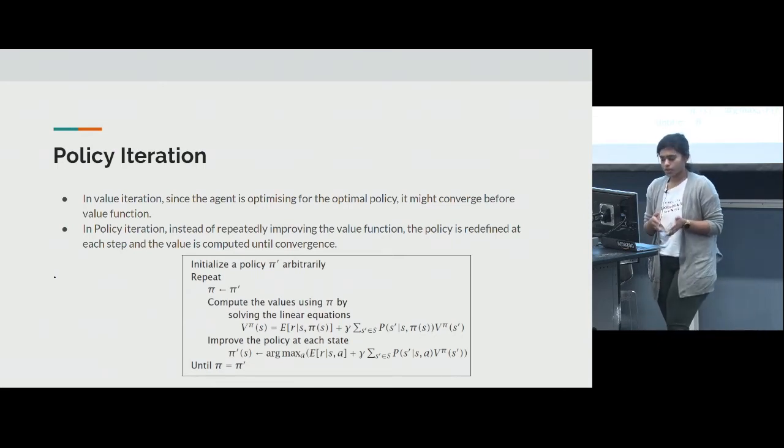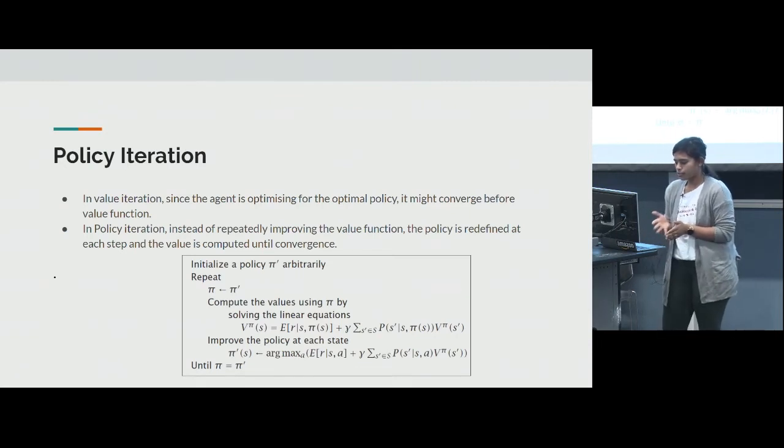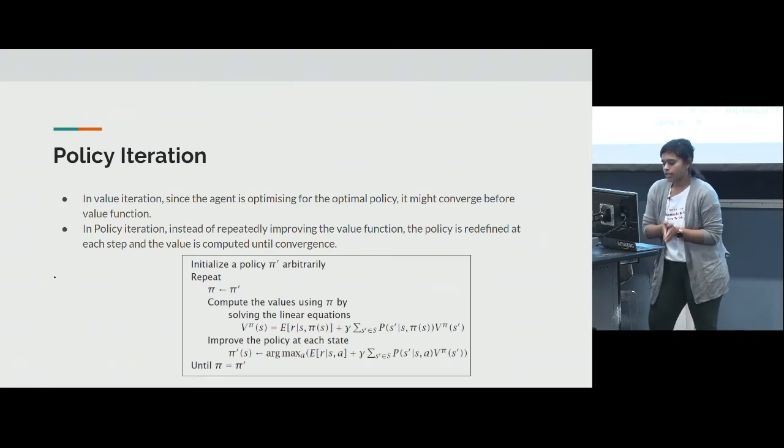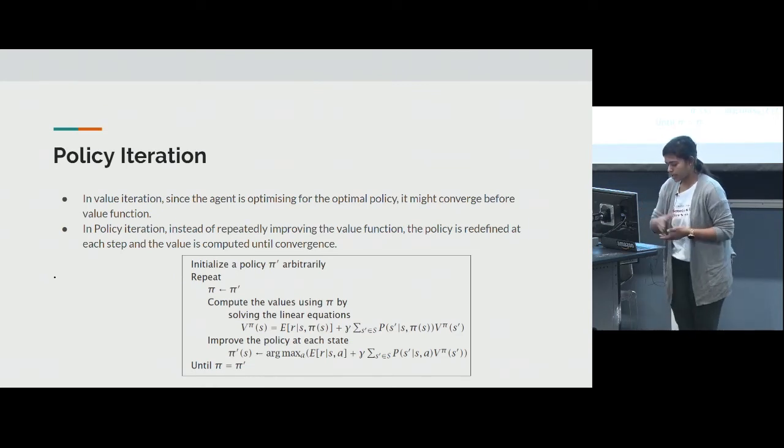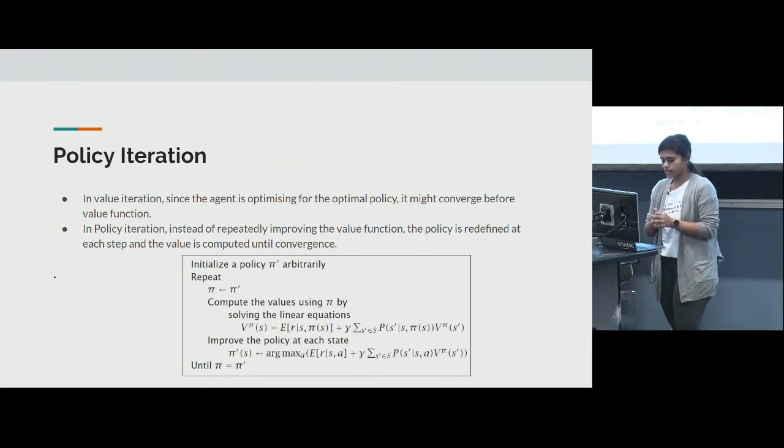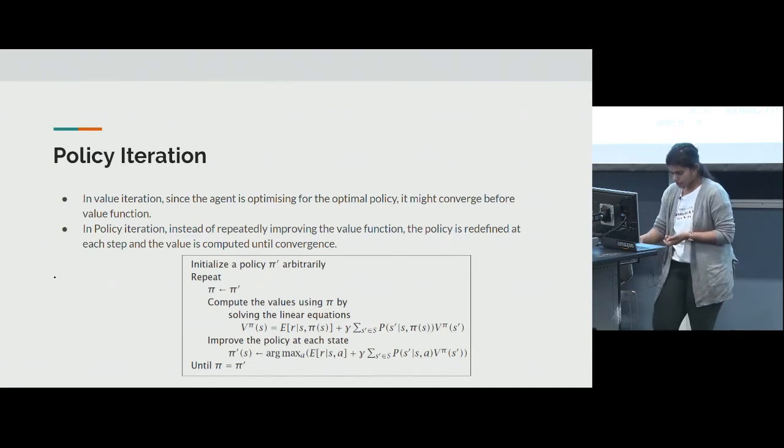If you look at the pseudocode for this one, you initialize a random policy, pi dash, and then you compute your value functions, and you improve your policy based on the argmax of the actions that you get. That is, again, the Bellman equation that you have. You try to optimize that, but this time you're re-initializing your policies as well until you converge to the best actions.